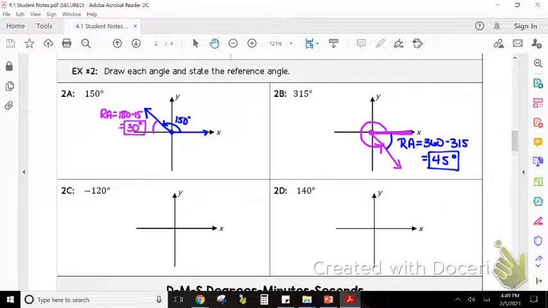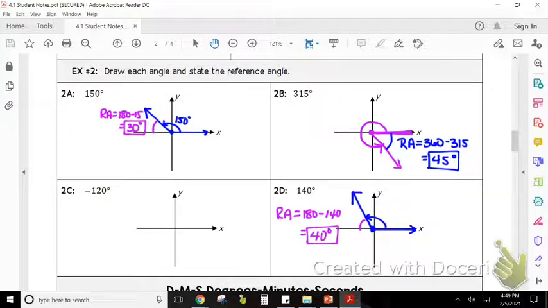Let's go ahead and do 2D. So 2D is 140 degrees, so we're going to put our angle in standard position. 140 degrees is going to be over here in quadrant 2. And so we're looking for the measurement of that reference angle. Since we're in quadrant 2, we know the reference angle is 180 minus 140. And so we find that it is 40 degrees.